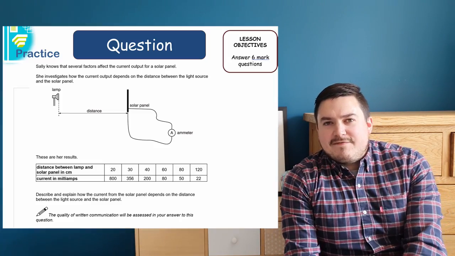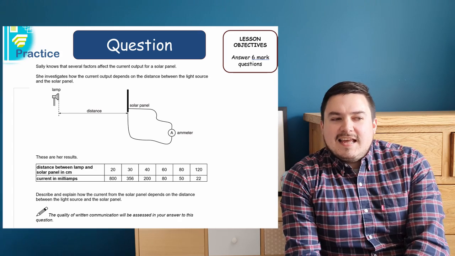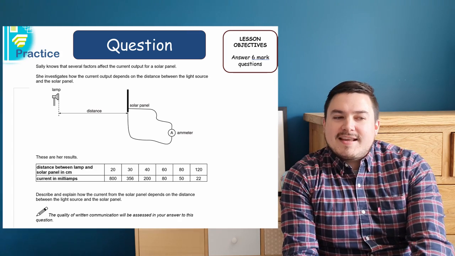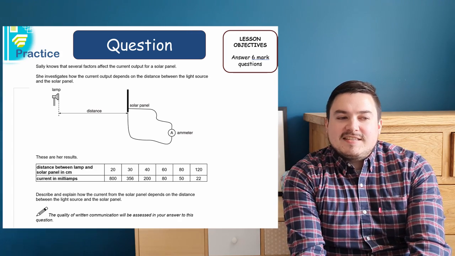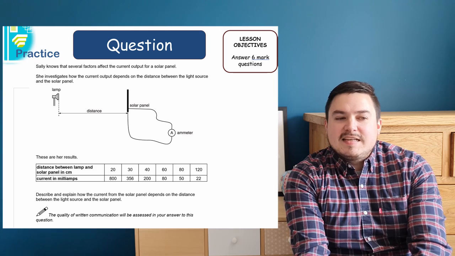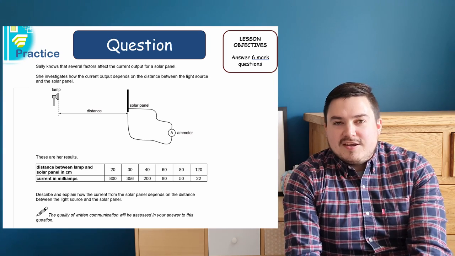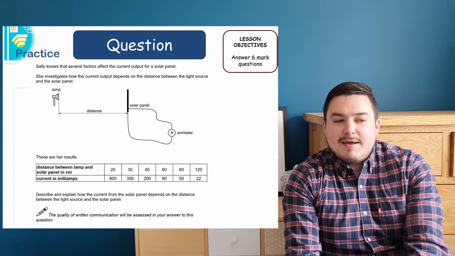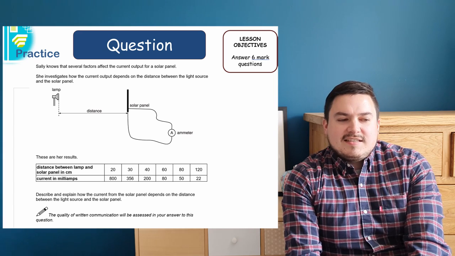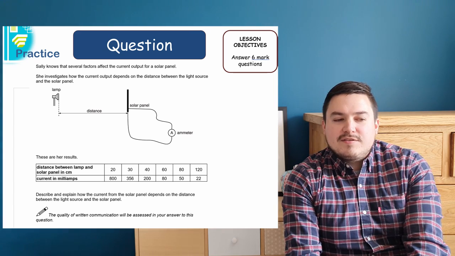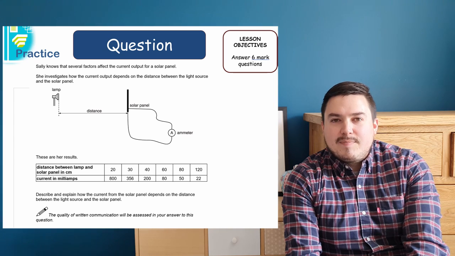Okay, so the 6-mark question for today then, I've placed right here for you. It says, Sally knows that several factors affect the current output for a solar panel. She investigates how the current output depends on the distance between the light source and the solar panel. These are her results. And then you can see on the graph, the top row is the distance between the lamp and the solar panel in centimetres, and the bottom row is the current in milliamps. It then says to describe and explain how the current from the solar panel depends on the distance between the light source and the solar panel.